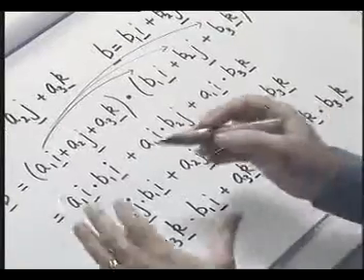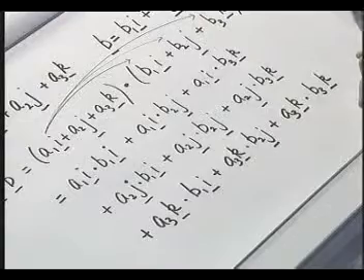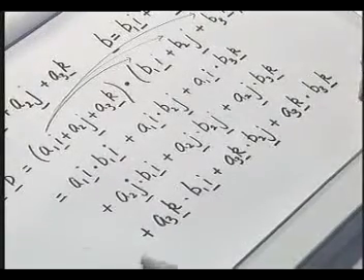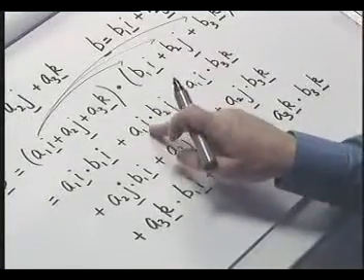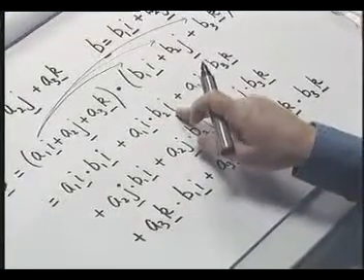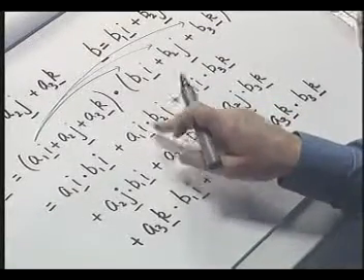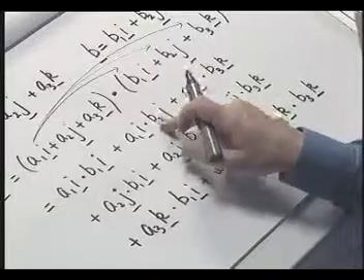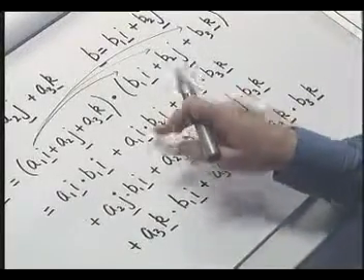Now this looks horrendous with all these 9 terms in here, but a lot of this is going to cancel out. Now you'll remember that any vectors which are perpendicular to each other have a dot product which is 0. Now this vector is in the i direction, and this vector is in the j direction. So a1 i is perpendicular to b2 j. So where we have the i term dotted with the j term, this must be 0.